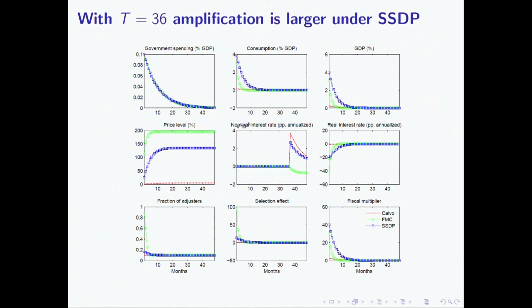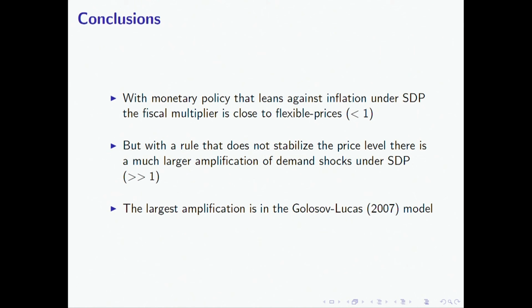So we find that with monetary policy that leans against inflation, under state-dependent pricing, the fiscal multiplier is close to flexible prices. There is nothing strange. But with a rule that does not stabilize the price level, that keeps the nominal interest rate constant, there is a much larger amplification under state-dependent pricing. And the largest amplification, in fact, is obtained in the Golosov-Lucas model of fixed menu costs. Thank you very much.